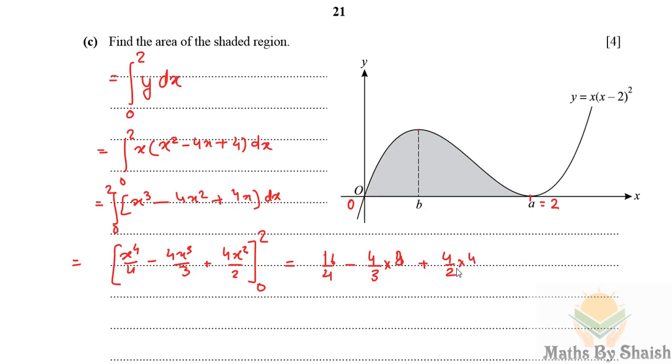So let's simplify. These two got cancelled. 4 4s are 16, 16 over 4 is 4, then 4 2s are 8, plus 4 is 12, minus 32 over 3. So 12 3s are 36 minus 32 is 4 over 3. That's the area, in square units, 4 by 3. So that's it. Let's discuss the last part.